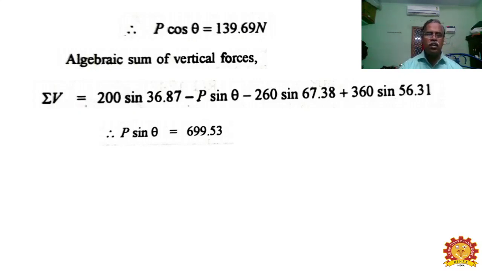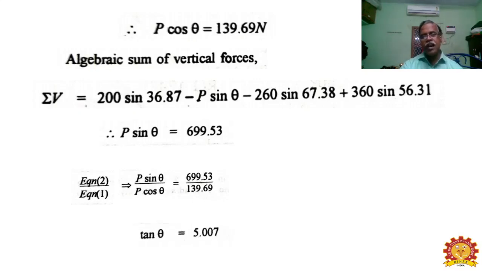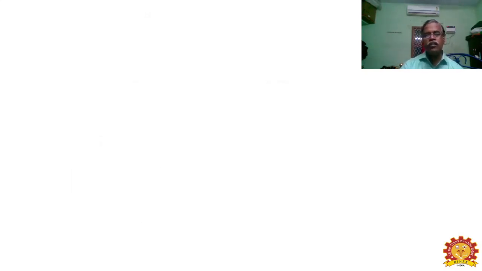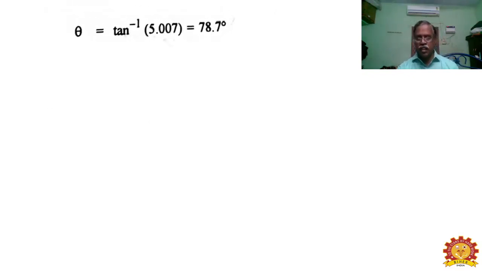By using your calculator, we can find the values. Now if you take these two equations, P cos theta and P sin theta, very easily we can find theta by dividing one equation by the other. Equation 2 by 1 gives sine by cos, which is equal to tan, and P will be cancelled. Tan theta is equal to the value 0.0057, and theta is equal to tan inverse of that value, which gives 78.7 degrees. So this is the way you have to find the value of theta.